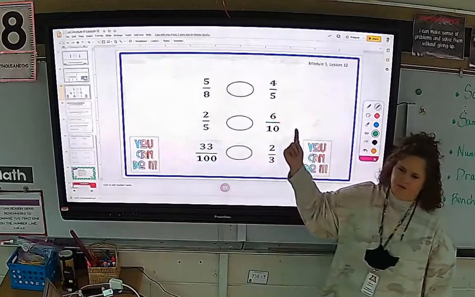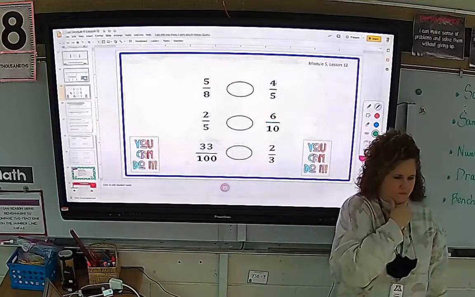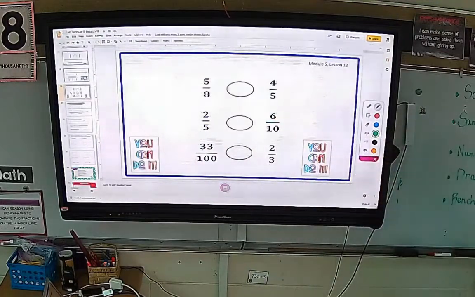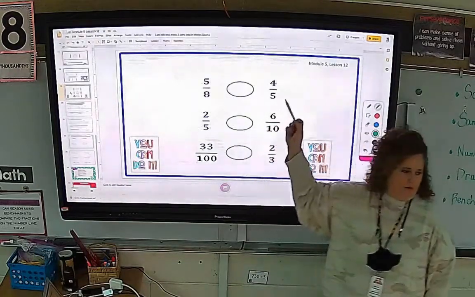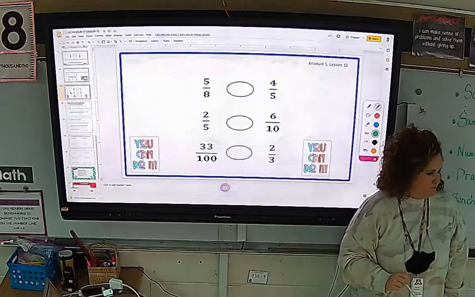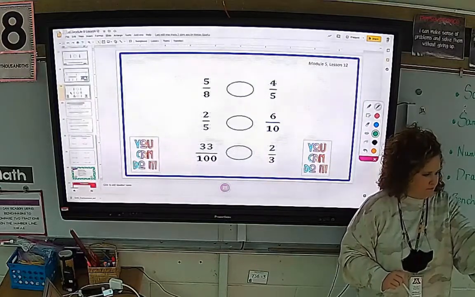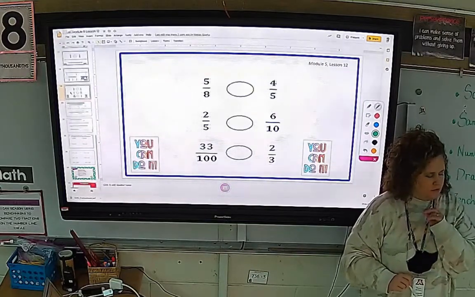5/8 and 4/5. If you were asked to write greater than or less than or equal to, how would you think through this one? If we didn't have a number line. What do you think? Okay, how would you do that? What would you think?